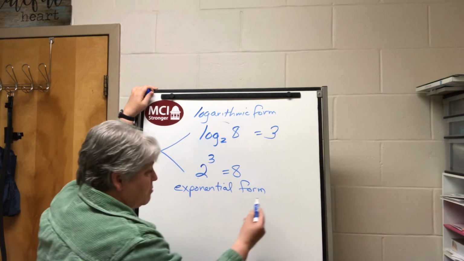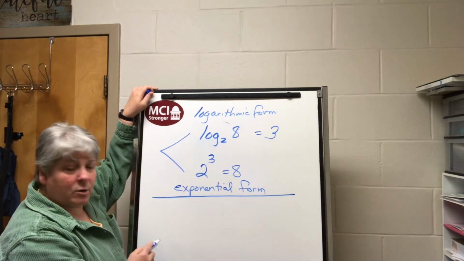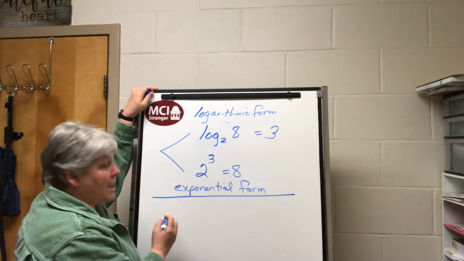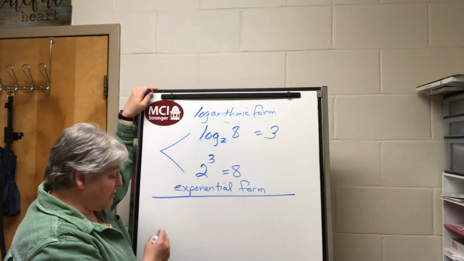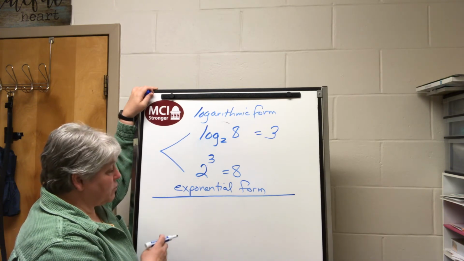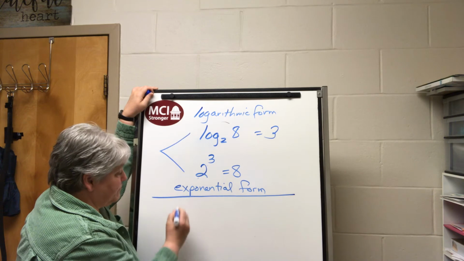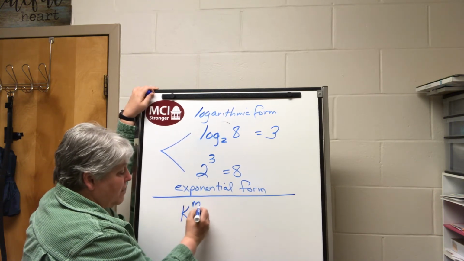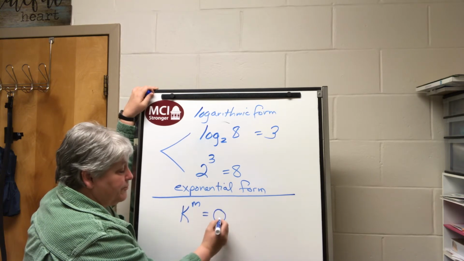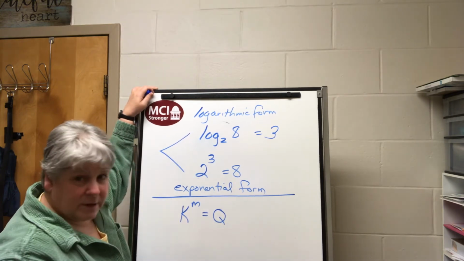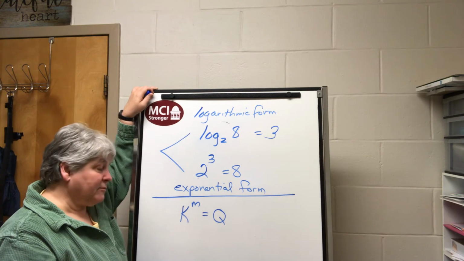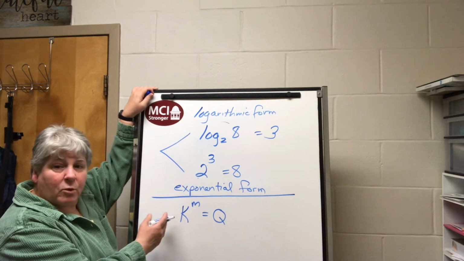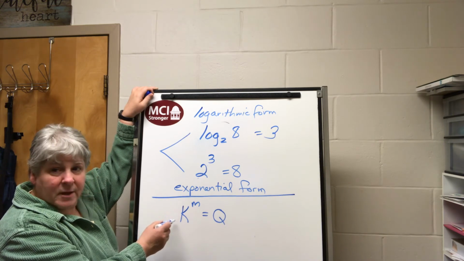Okay, so let's look at one more problem. I know I don't have much whiteboard to work with, so I have to kind of watch. This is my first video to you guys, so I need to make sure I don't go off the edge of the board. If I said k to the m power equals q, I actually did that with all letters so that you really have to know what you're doing. Is this in exponential form or is it in logarithmic form?